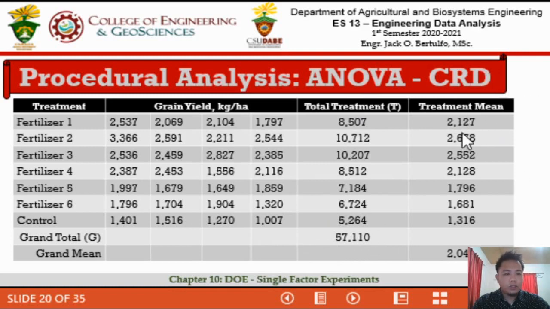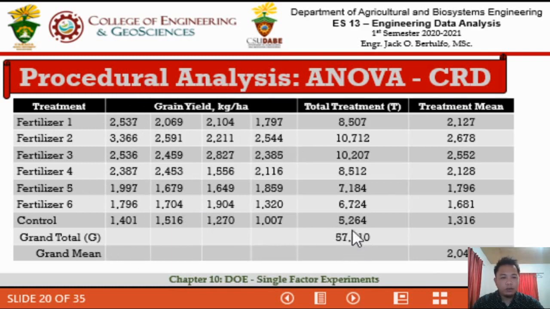You need to calculate also the treatment mean, in order to calculate the grand mean. So the treatment mean is just this value here, 8,507, divided by 4. There are 4 observed data for this one. Then for the grand mean, you add these, divide by 7, so you have 2,040. Okay, so that is the grand mean. The grand mean means the average grain yield for all this data here.